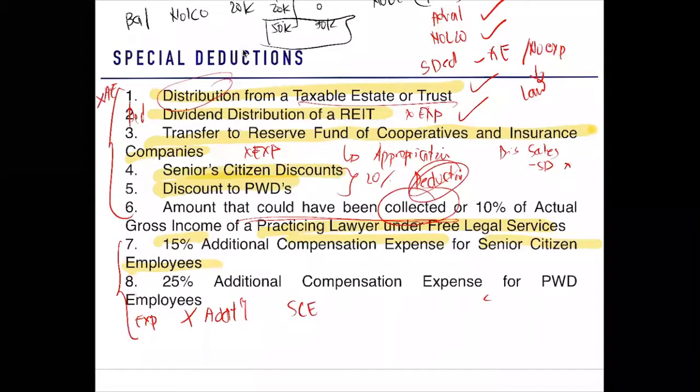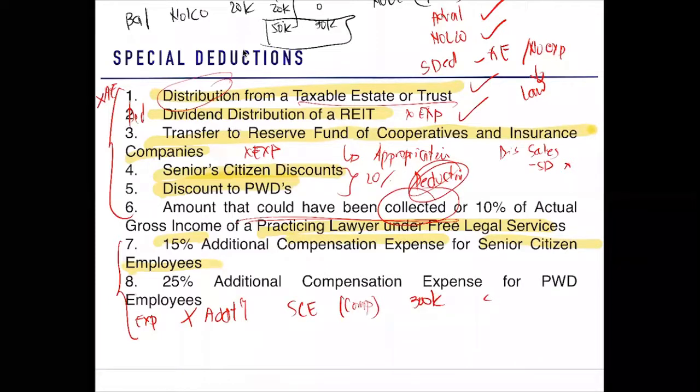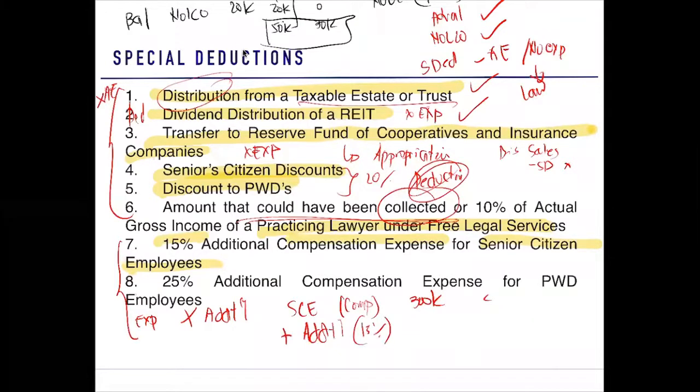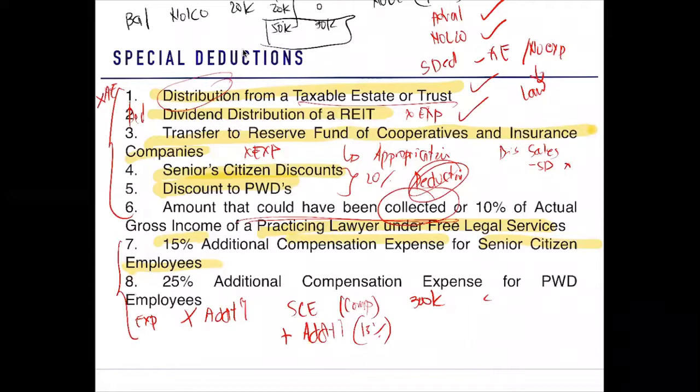So let's say you have your senior citizen employees and the amount of their compensation totals 300,000. So aside from 300,000, you have an additional deduction which is equal to 15% of that. So 15% of 300,000 is equal to 45,000. So ang total deduction mo ay 345,000. Di ba? Ang saya, may additional deduction ka.